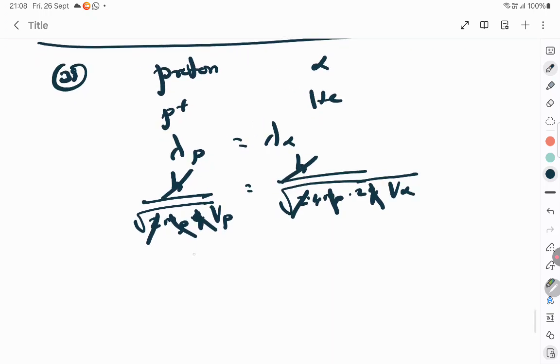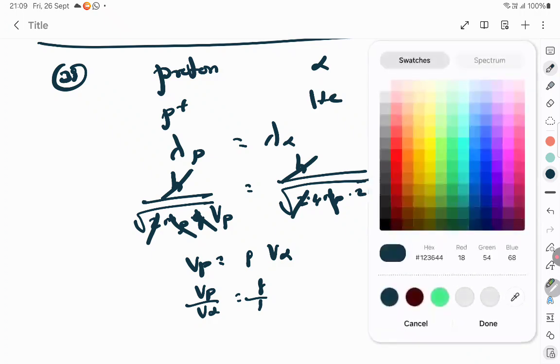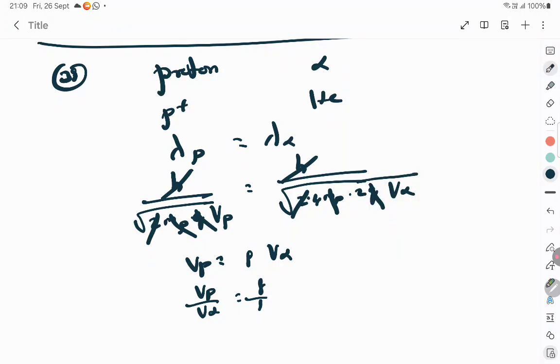Thus you have Vp is equal to 8 into V alpha. Vp by V alpha is 8:1. I think we did this sum before. 4 2s are 8. This is proton and an alpha particle.